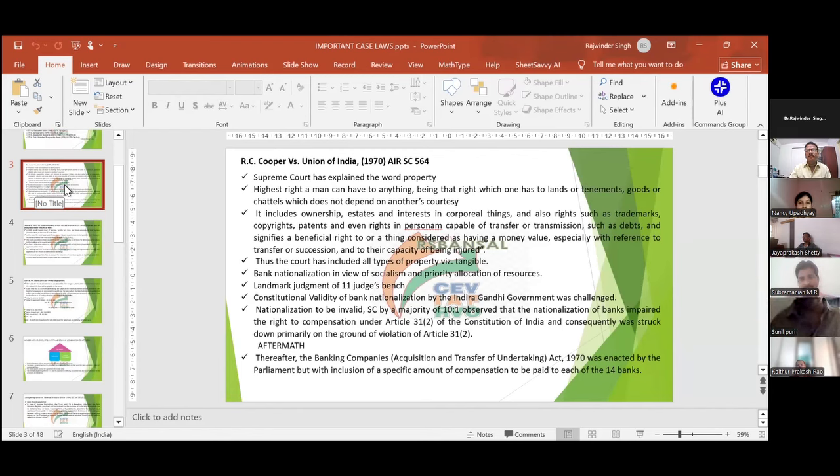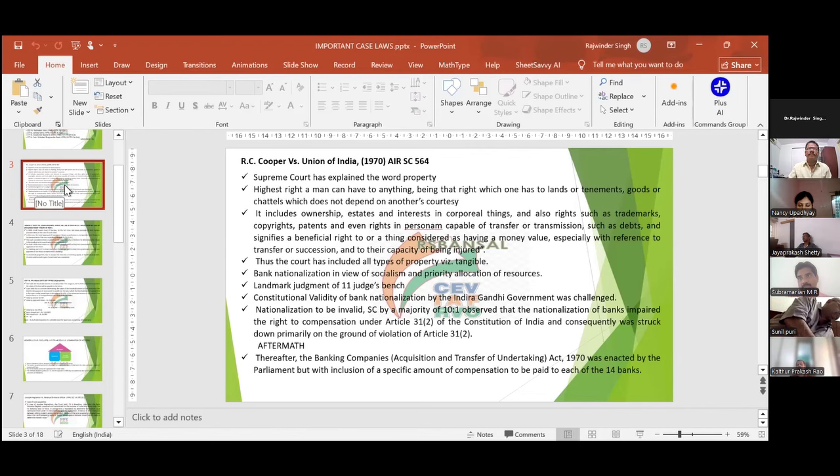Then the court has included all types of properties, including intangible and tangible assets. And the most important thing in this case is that this gives bank nationalization. So you know bank nationalization was done, and bank nationalization in view of socialism or priority allocation of other resources was done under this act. So it is a landmark judgment.